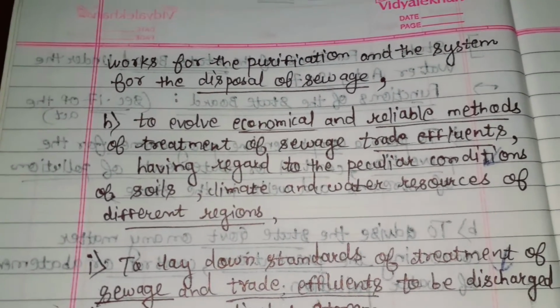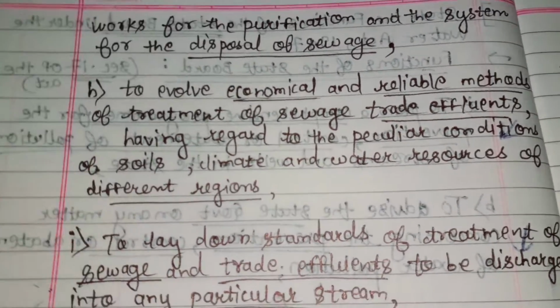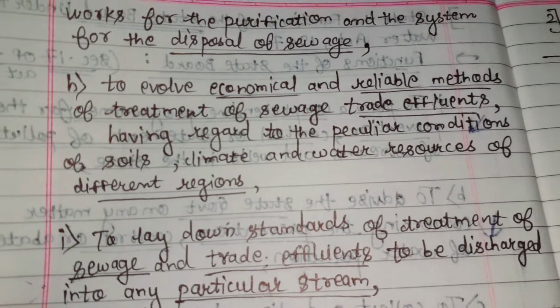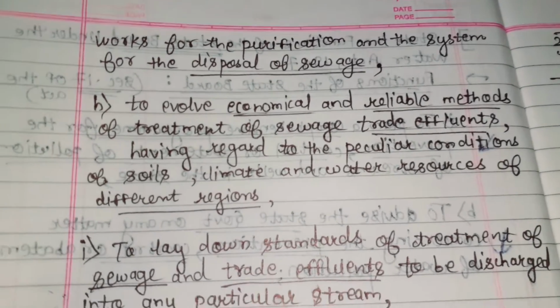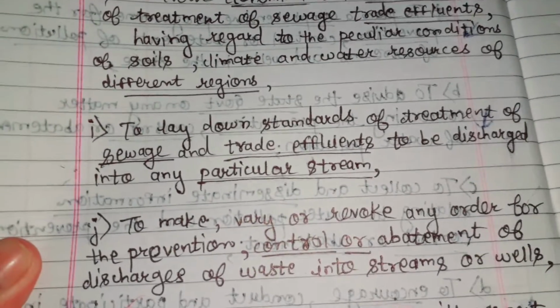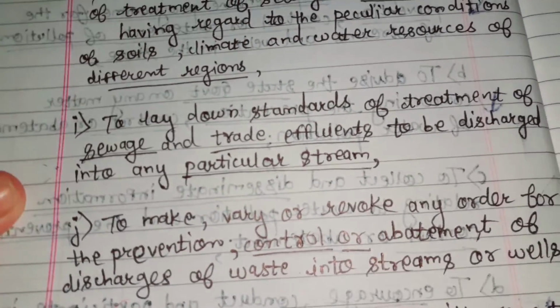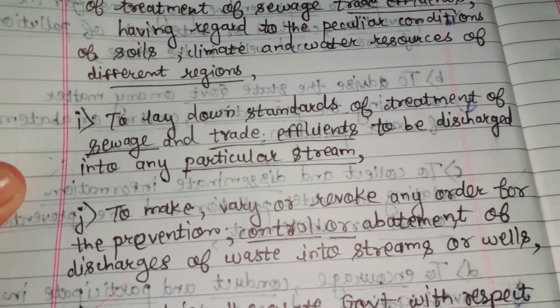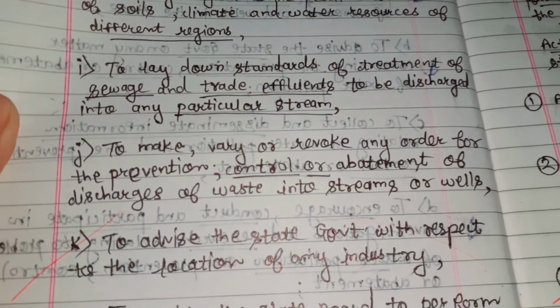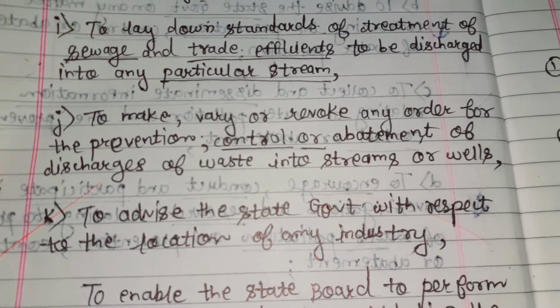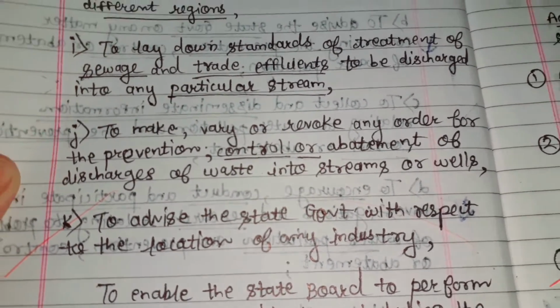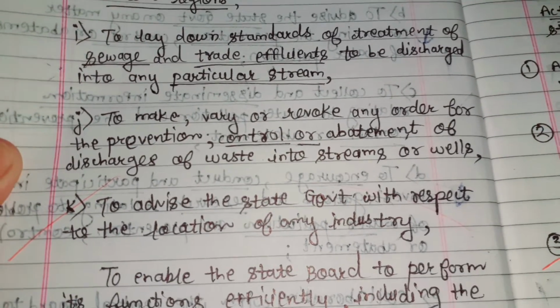Next is to evolve economical and reliable methods of treatment of sewage and trade effluent, having regard to the peculiar conditions of soil, climate and water resources of different regions. Then to lay down the standards of treatment of sewage and trade effluent to be discharged into any particular stream. To make, vary or revoke any order for the prevention, control or abatement of discharge of waste into the streams or wells.